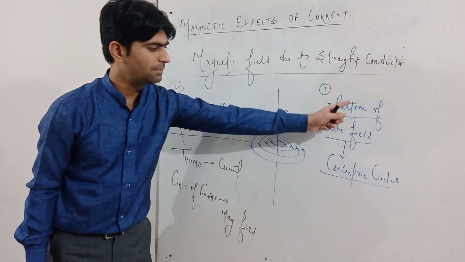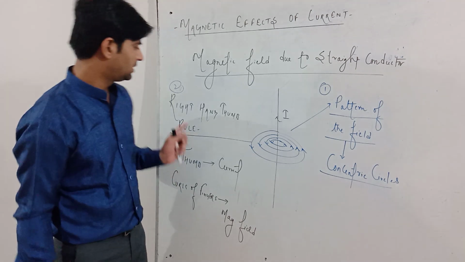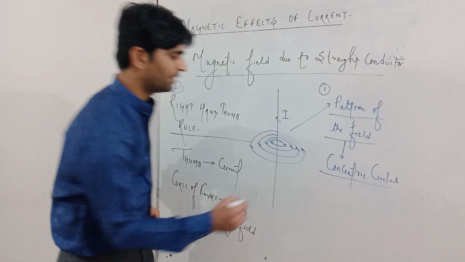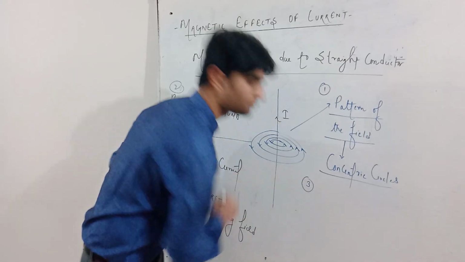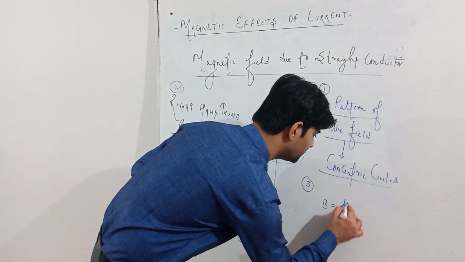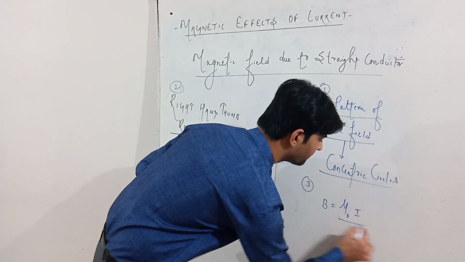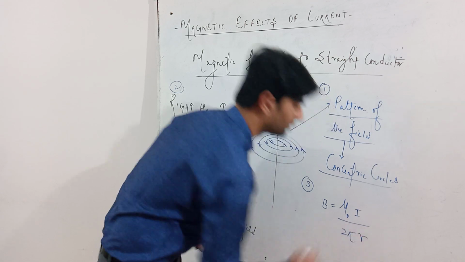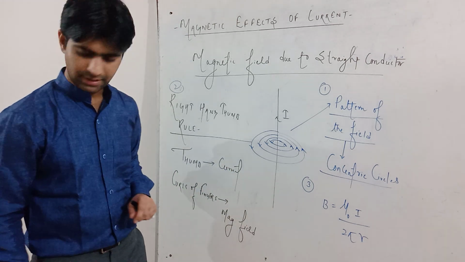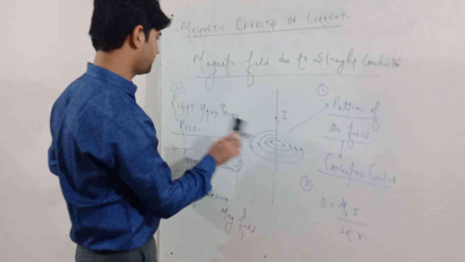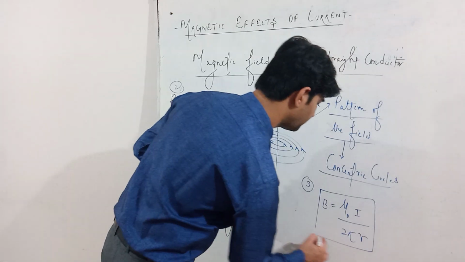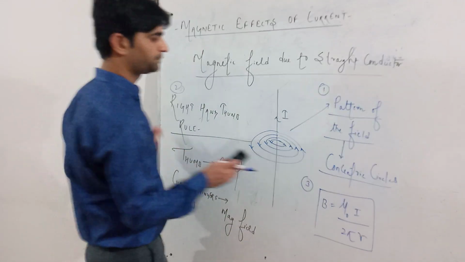So this is the pattern of the magnetic field, concentric circles. Right hand thumb rule will be used to find out the direction of magnetic field. And third point, if I write the formula for magnetic field, B is equal to mu naught I upon 2 pi r.